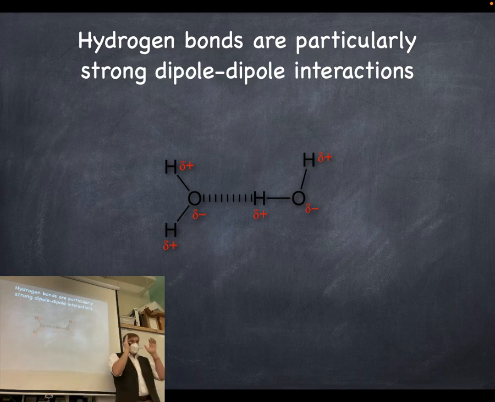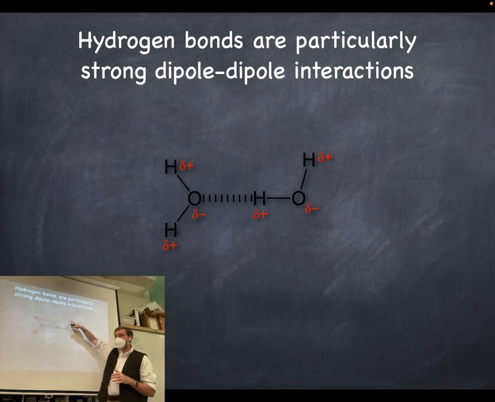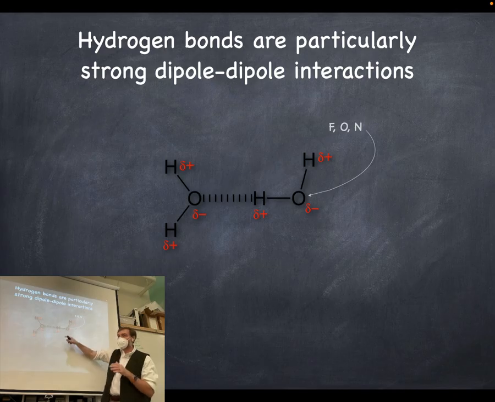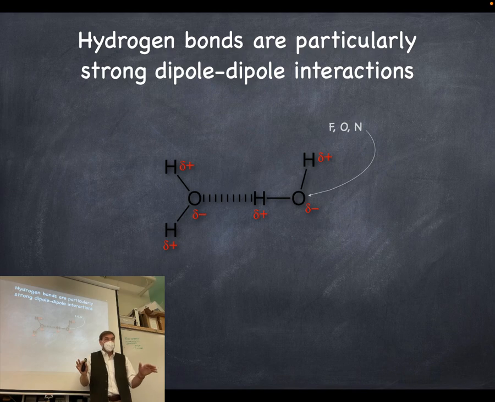This happens in a polar molecule when we have sort of two conditions met. Number one, you have a hydrogen atom covalently bonded to a fluorine, an oxygen, or a nitrogen. You must have a hydrogen atom covalently bonded to fluorine, oxygen, or nitrogen. There's some wiggle room here in some weird esoteric cases that you will never see on the AP test or in a first-year chemistry class. Okay?